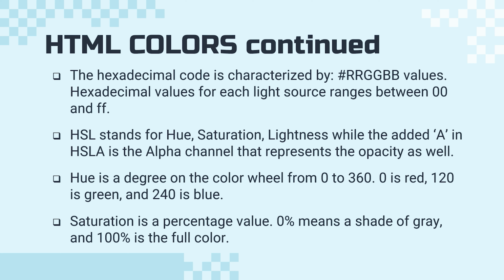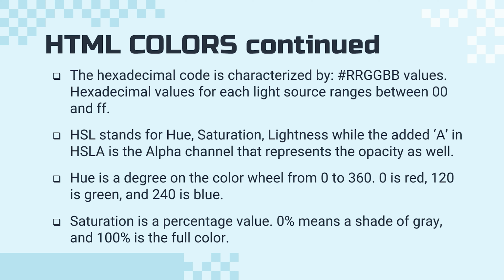The hexadecimal code or the hex code is characterized by 2 red values, 2 green values, and 2 B values. Hexadecimal values for each light source range between 00 and FF. So for black, it's 0 all the way, while for white, it's F all the way. So you have 6 Fs for white and 6 zeros for black. But there's a shortcut. You can also use 3 zeros for black and 3 Fs for white, since they have the same values throughout.